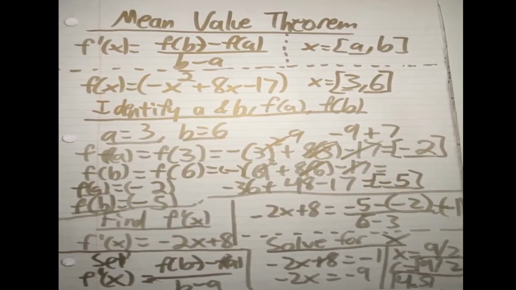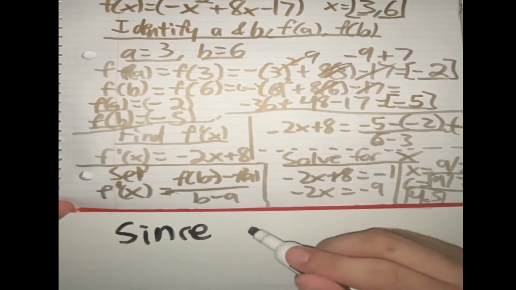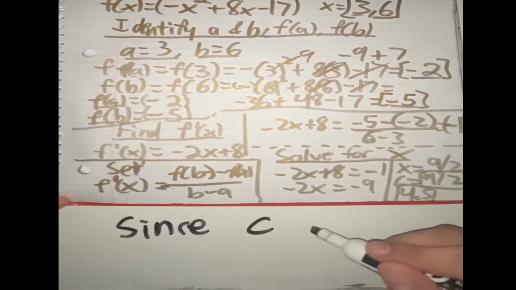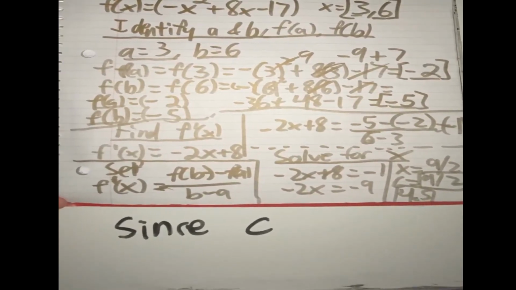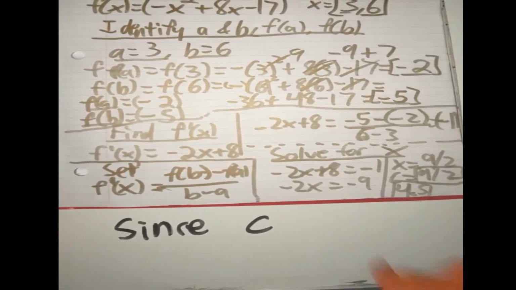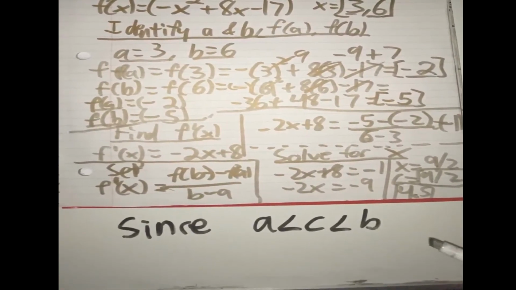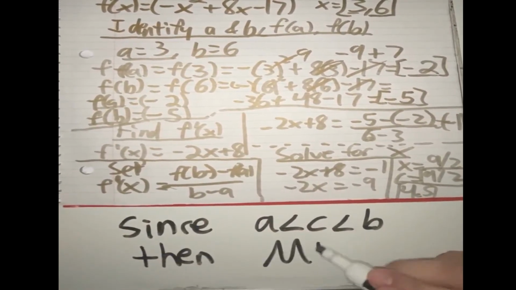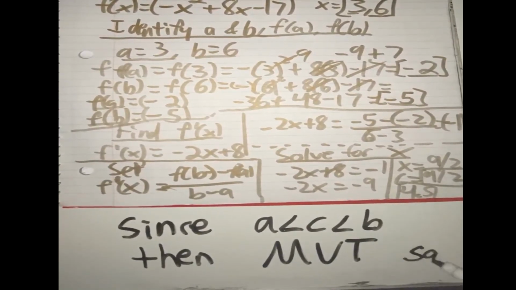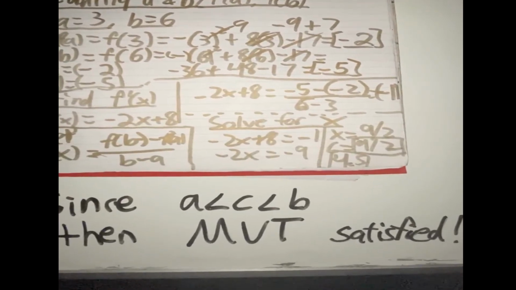I'm going to go ahead and write it on the board since I ran out of space. So since c falls within a and b, since c is greater than a but less than b, so it falls within the bounds, then the mean value theorem is satisfied. So that's the idea behind this.